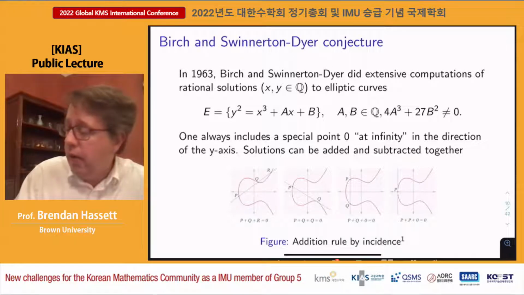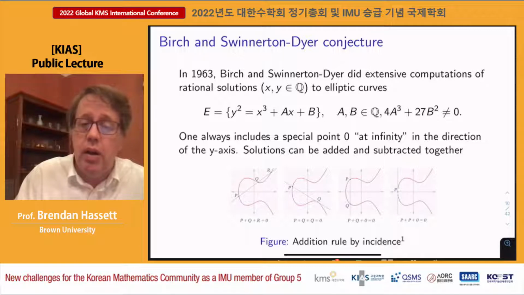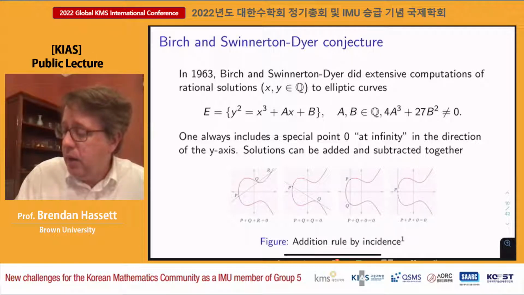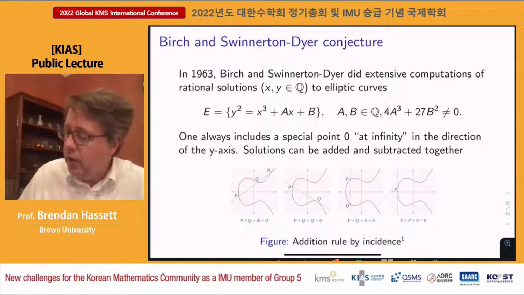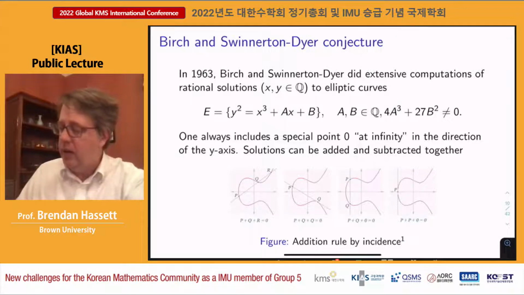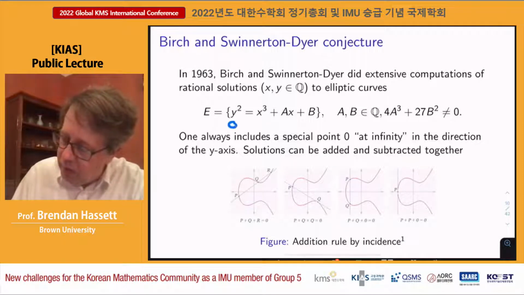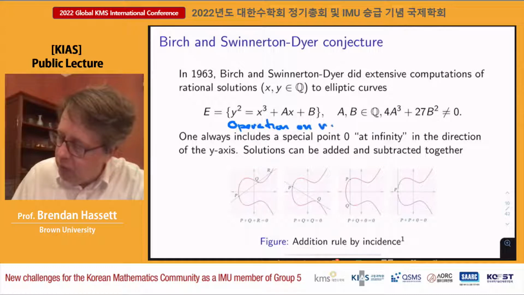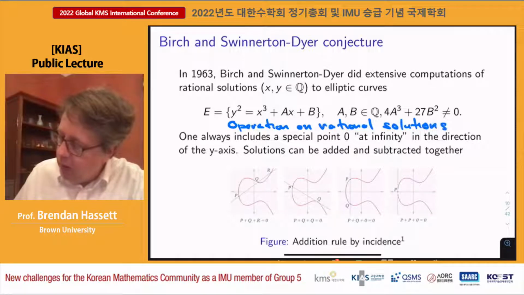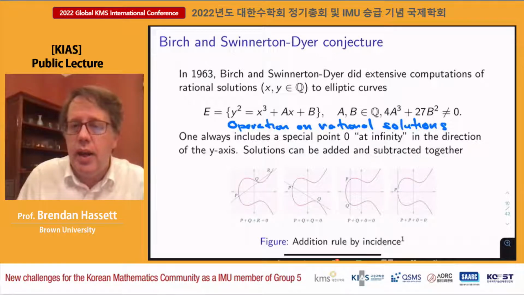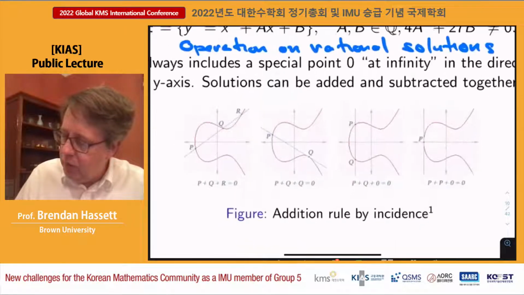When you do this, if you start off with a pair of solutions that are rational, then the sum and the difference will be rational. And so this is an operation on the rational solutions. So maybe I should emphasize this: this is an operation on the rational solutions. I don't think I can do justice to how one constructs these group operations, except to show some pictures.